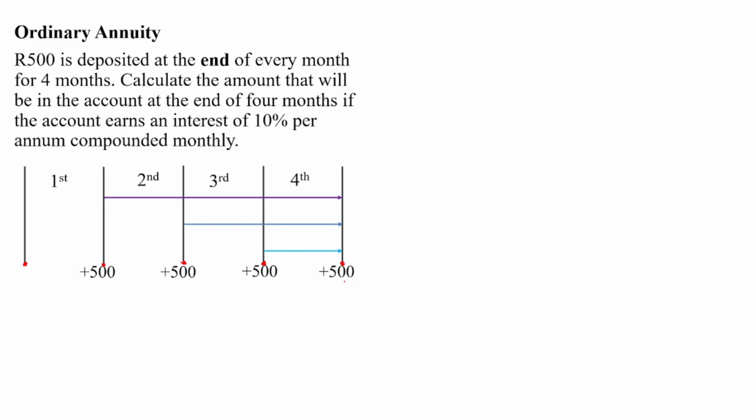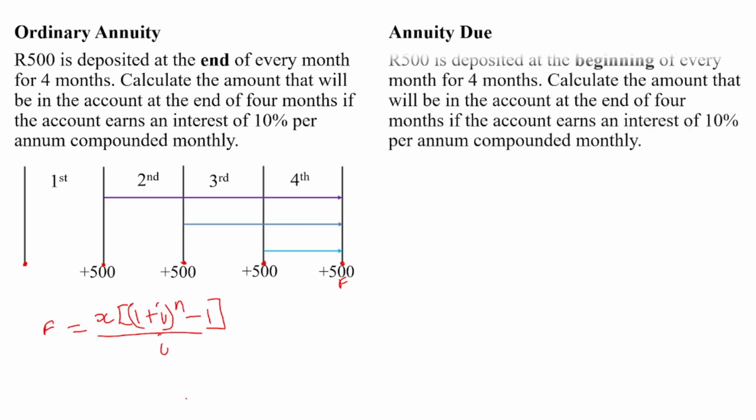Then here, that's where we have our future value. This is what we've been doing. The formula that we use for this will be F equals x, times 1 plus i to the power n minus 1, over i. But now when it's annuity due, look at this example. It says 500 Rand is deposited at the beginning of every month for 4 months. Calculate the amount that will be in the account at the end of 4 months if the account earns an interest of 10% per annum compounded monthly.